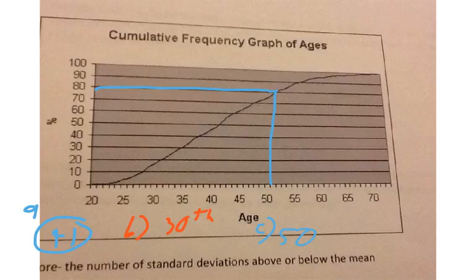And then for D it says what is the percentile for a 55-year-old. So I go straight up on the 55-year-old, and I went a little bit too far. And it looks like it's just short of that 90 mark. So I'd probably say that is the 88th percentile for that graph.